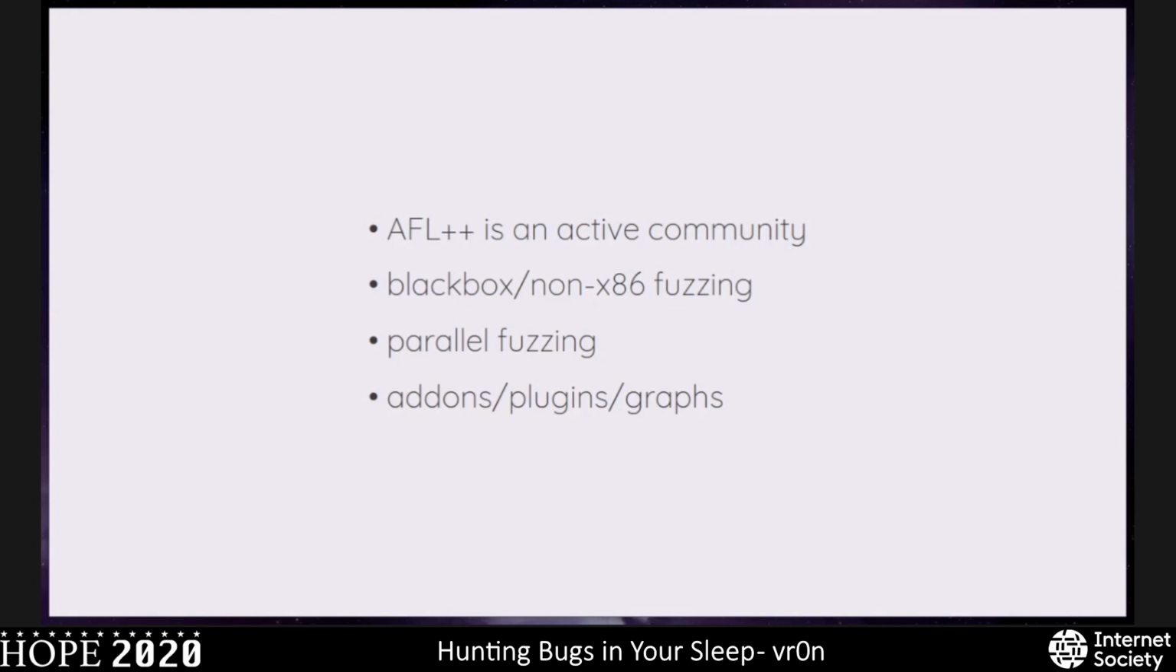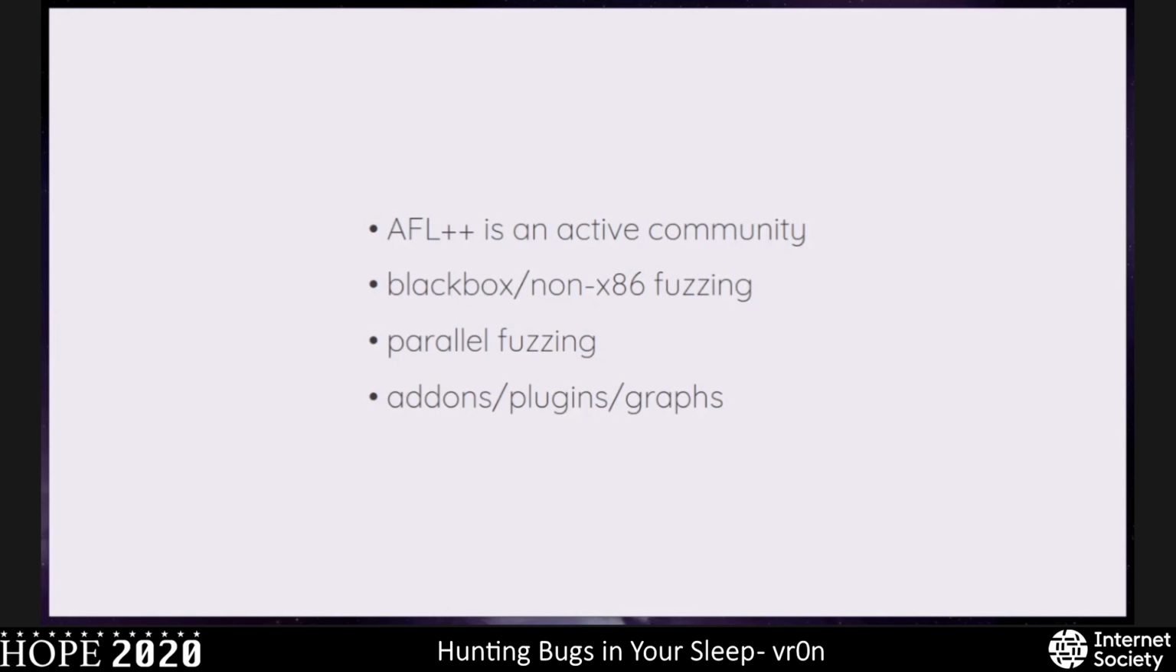Some of the things you can do with AFL and AFL++ is what's called black box or non-x86 fuzzing. Those are actually both done the same way. All that means is you don't have access to the source code, so AFL will fuzz it anyway. It will use a feature of QEMU called user emulation mode to not only execute the program, but to determine when a crash has been found.